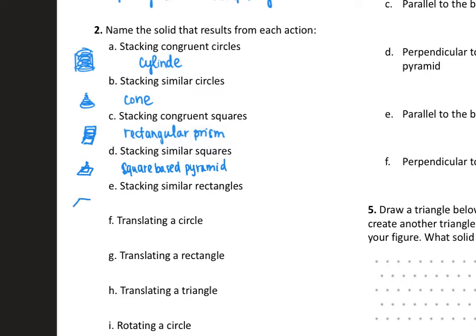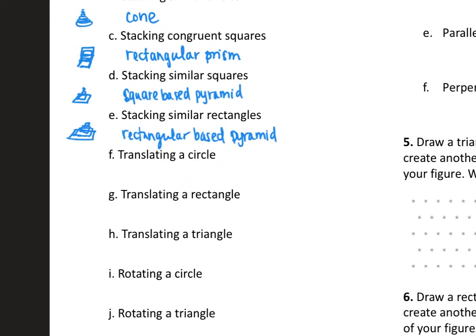Similar rectangles is the same idea, but in this case, instead of a square base pyramid, it would make a rectangular base pyramid. And we didn't really talk about this figure, but we should still know what shape it would form. Okay, if we translate a circle, that's basically like taking it here and translating it up, that would make a cylinder.